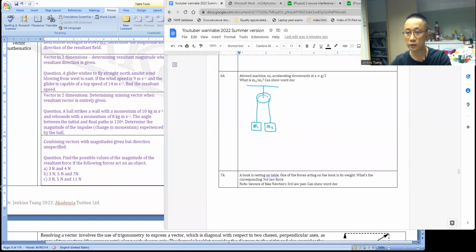Moving on, question 6 is an Atwood machine question, which does not show up a lot in past papers. What you should do is to consider all the forces acting on the individual masses within the system. So there'll be two weights, and I know that M1 is stronger than M2. Actually, no, I take it back. It's the exact opposite. M2 is stronger than M1. And this is apparent because they tell you that M2 is accelerating downwards. And there's also going to be tensions acting upwards.